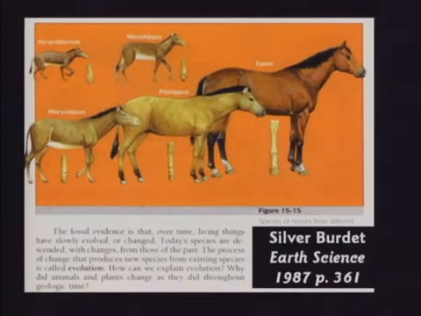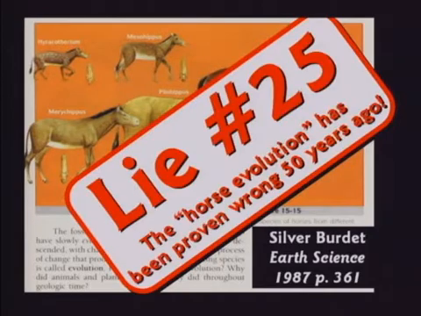None. They tell the kids, we've got evidence from the horse evolution. This is a bunch of baloney. They arranged a bunch of animals in a fictitious order. It's been proven wrong 50 years ago.